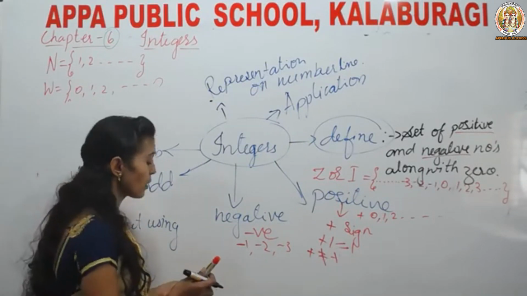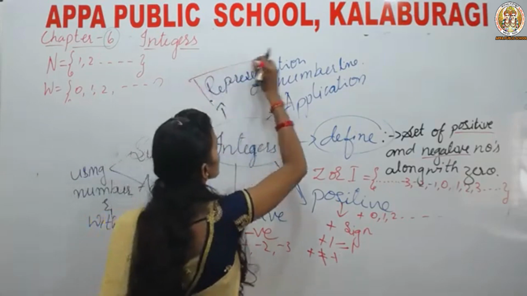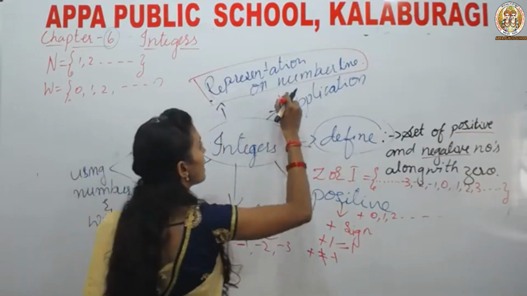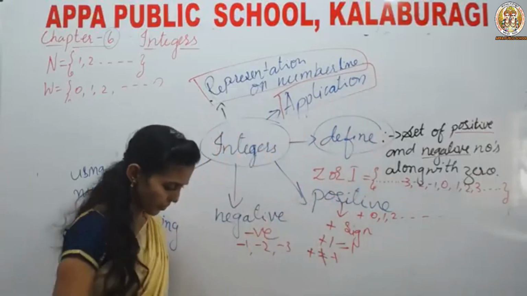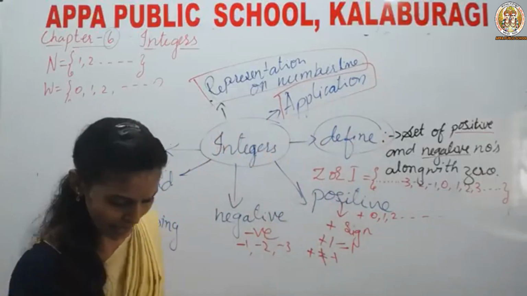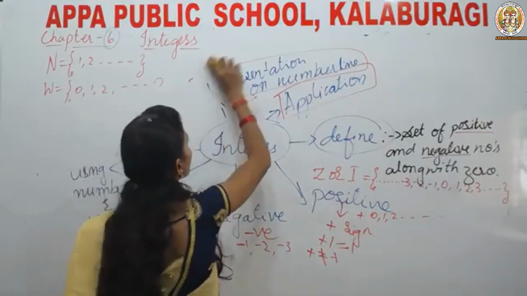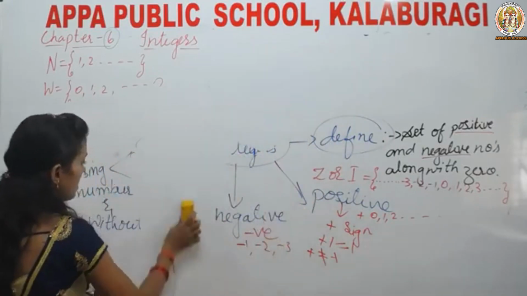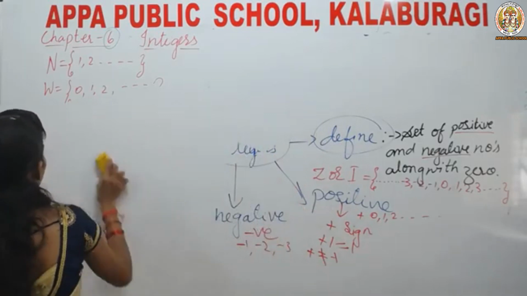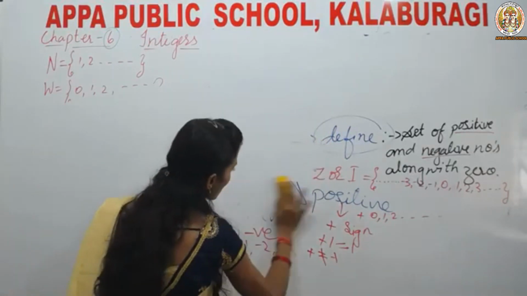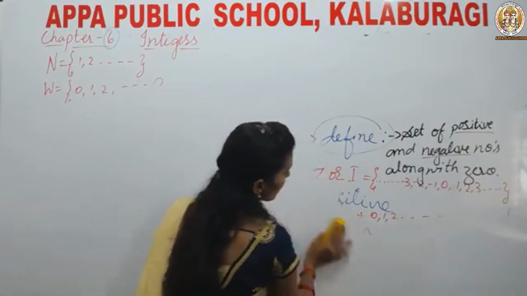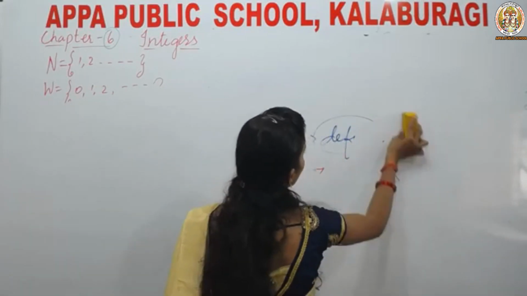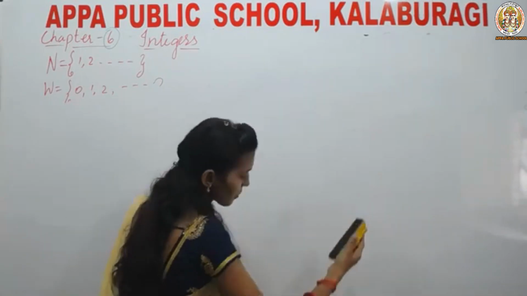Before that, we have to show the representation on the number line. Before that, we have to go for this: where we are really applying this, where it is useful. Are we really using these integers in our day-to-day life? That is my question. If it is so, where are we really using it?